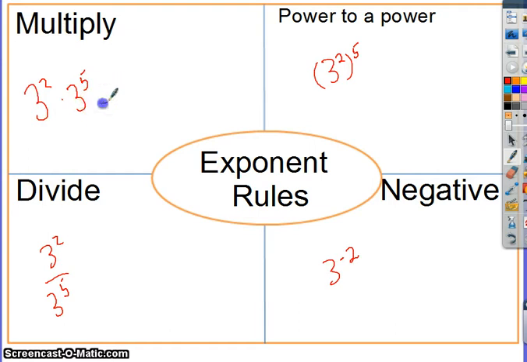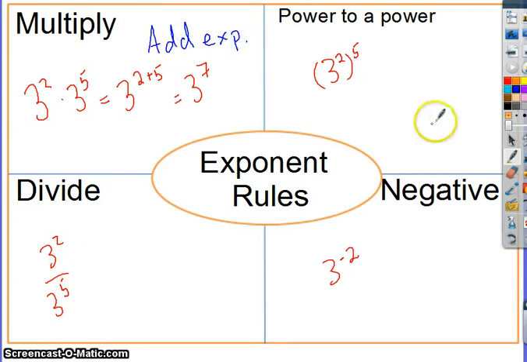So when you're multiplying two powers, you have to add the exponents. 2 plus 5 to make 7. All right, so that rule is to add the exponents. And I'm going to abbreviate that EXP. And then for the division rule, you're going to subtract the exponents. So that's 2 minus 5 is negative 3. So that rule was to subtract the exponents.